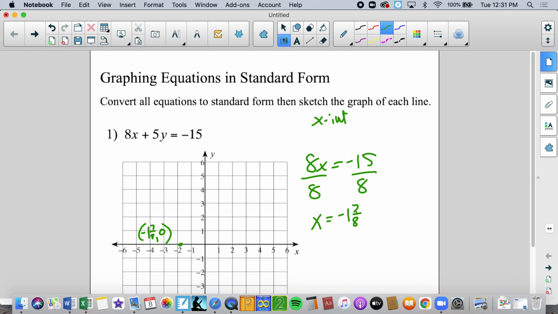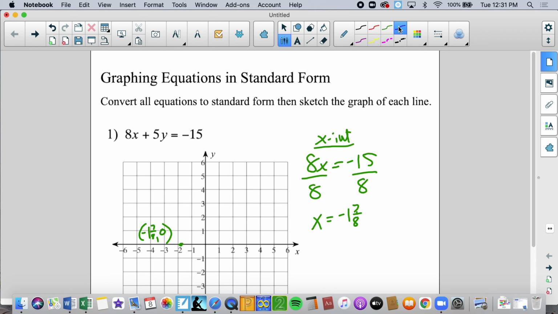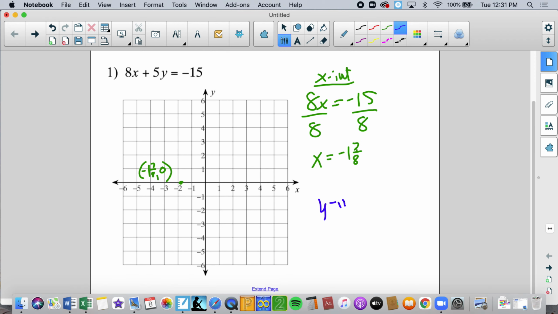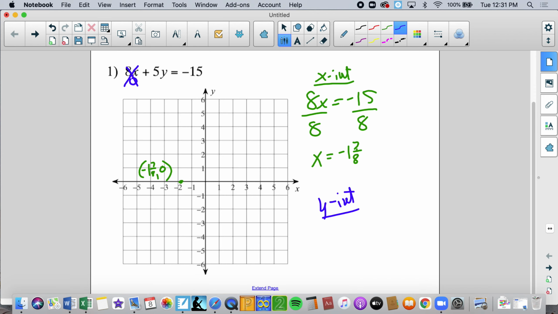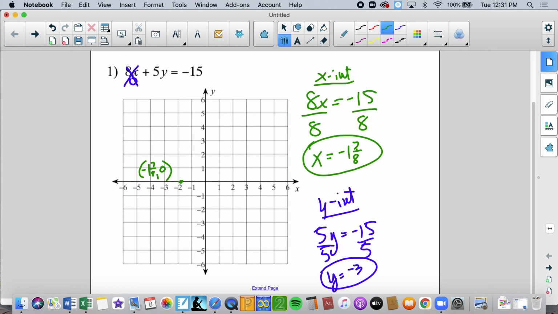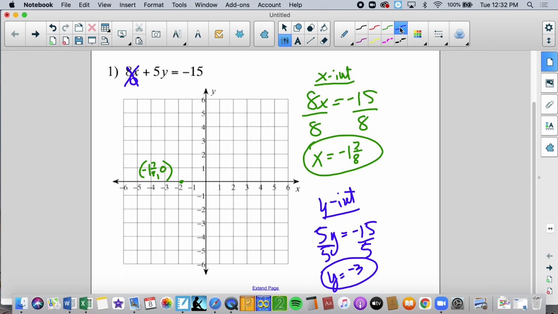Now, when we want to find the y-intercept, let's change the color. Let's move it up. When we want to find the y-intercept, we're going to plug in 0 for x. And 8 times 0 is 0, so that cancels out. And you're left with 5y equals negative 15. You're going to divide both sides by 5, and you get y equals negative 3. That would be our y-intercept. So we go on the y-axis, we go to negative 3, we make a dot, we label that point 0, negative 3. We have 2 points.